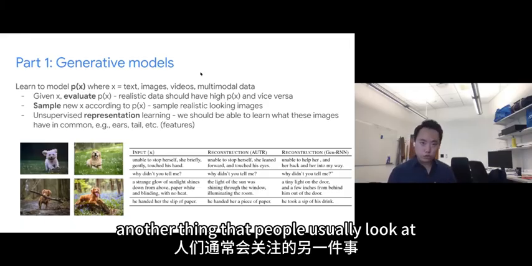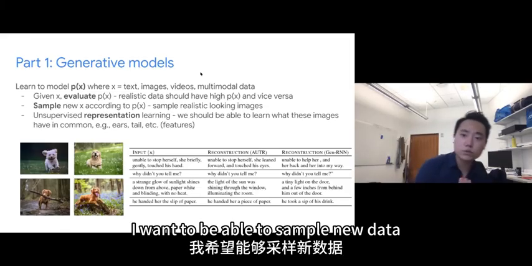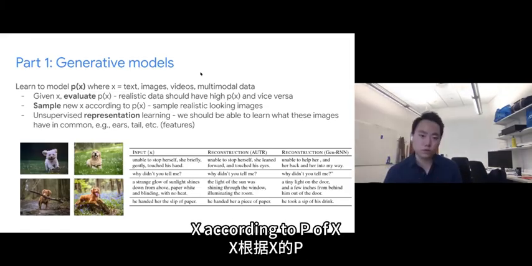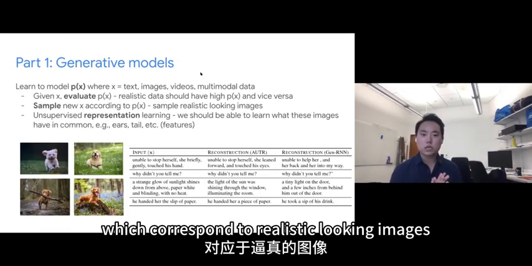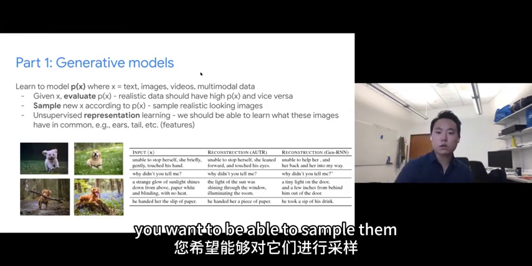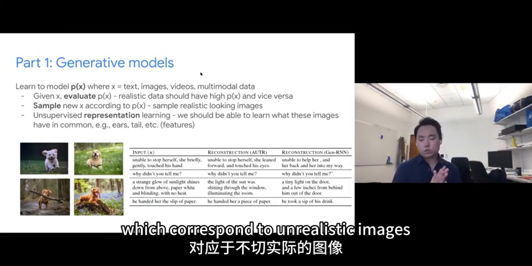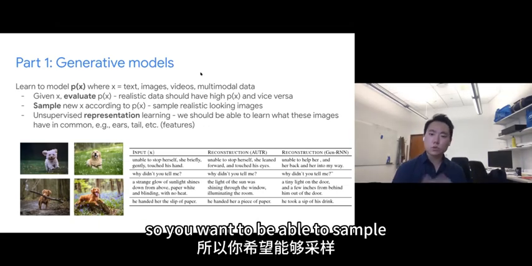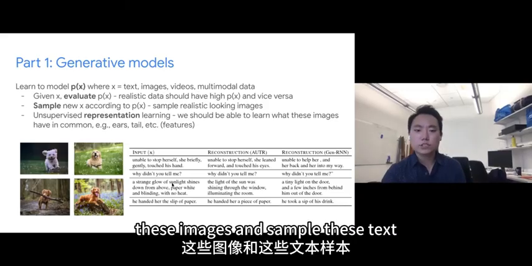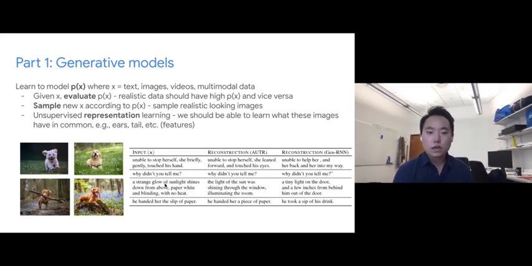Another thing that people usually look at is the sampling problem. So if I learn a P of X, I want to be able to sample new data X according to P of X. That means regions of high density of P of X, which correspond to realistic looking images, you want to be able to sample them with higher likelihood. And likewise, low regions of P of X, which correspond to unrealistic images, you don't want to sample them as often. So you want to be able to sample these images and these texts and therefore be able to generate new data.